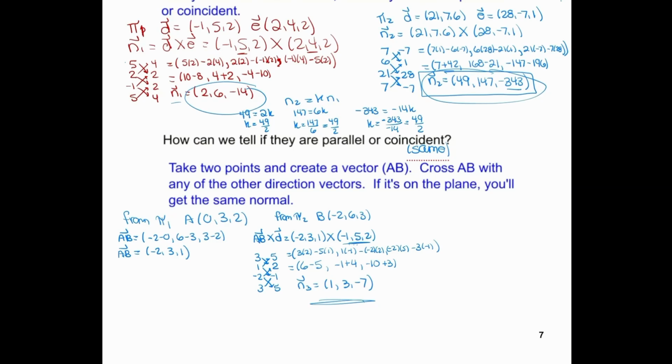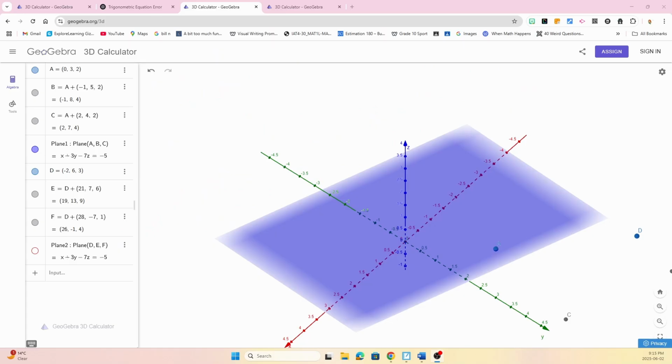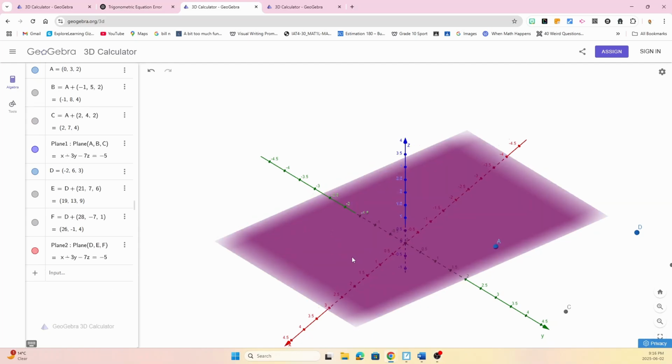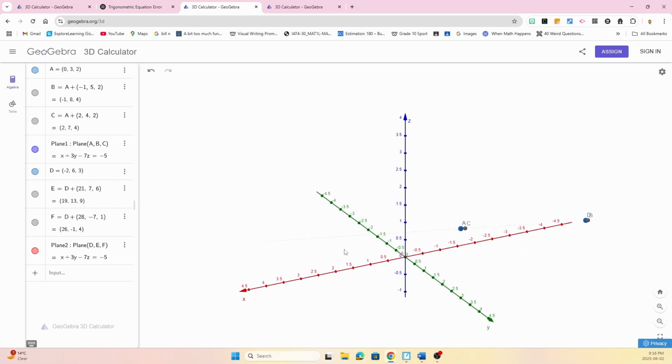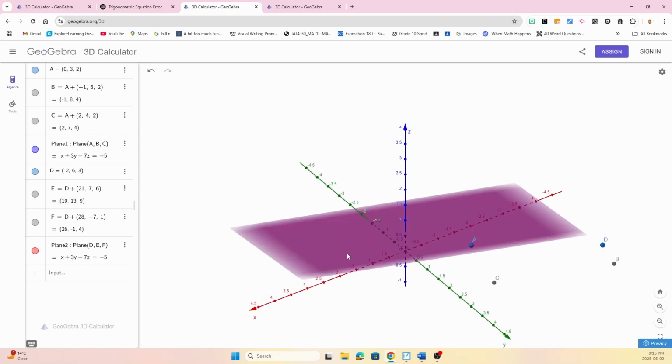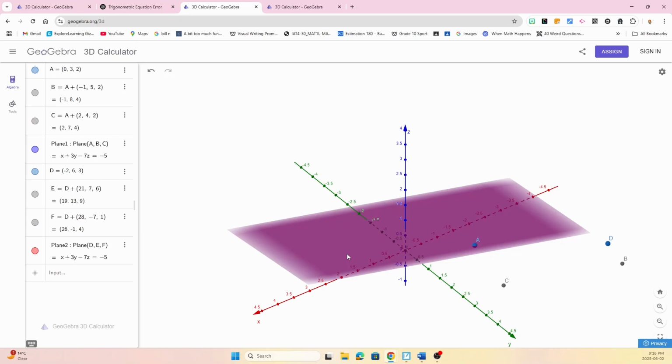So a coincident plane will always have equal or scalar multiple vectors. But in this case, the two planes lie exactly on top of each other. Every point on one plane is also on the other. They're just two ways of describing the same plane. So what does that look like? Well, let's go take a look at it. So here's plane 1. That's the blue one. And if I add plane 2 into there, we can see that it's going directly on top of it. We don't have any separation there whatsoever. So that's showing me that they are coincident.